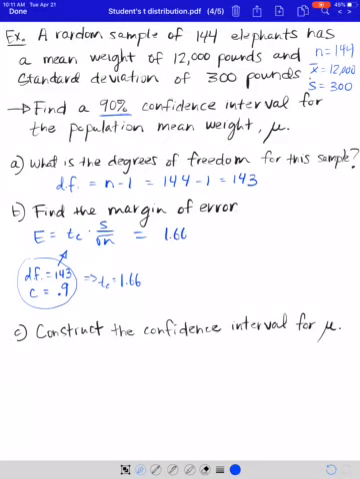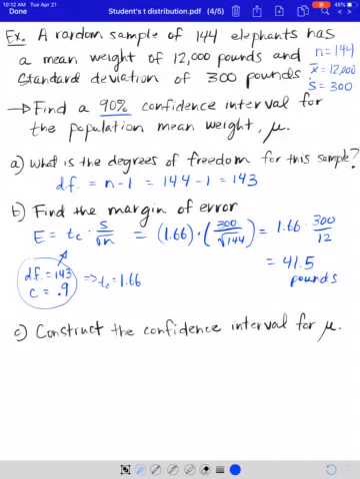So we'll have 1.66 times our standard deviation, which is 300 pounds, divided by the square root of n, and n is 144. And if we plug this into a calculator, let's see, this is 1.66 times 300 over 12. Plugging this into a calculator should give us 41.5. And of course, this is in pounds. Those are our units. And so now we're ready to construct our confidence interval for mu.